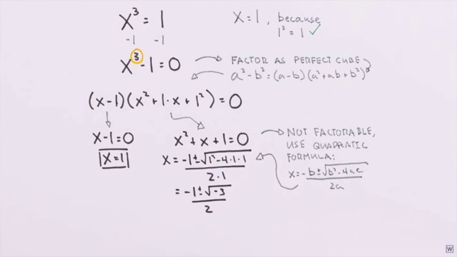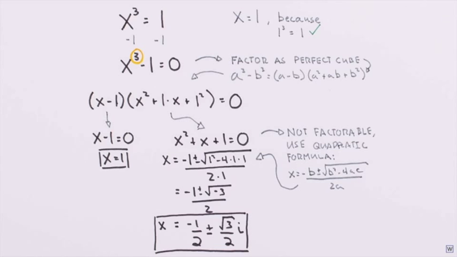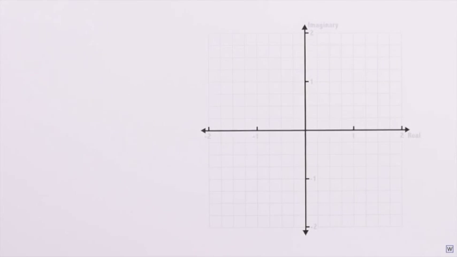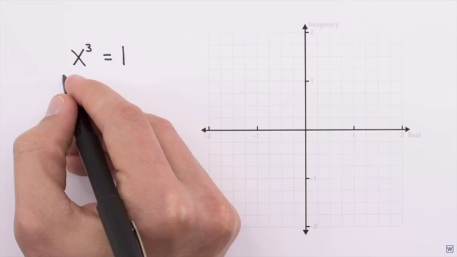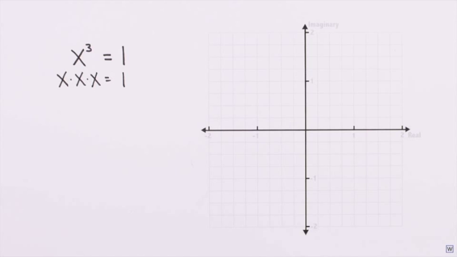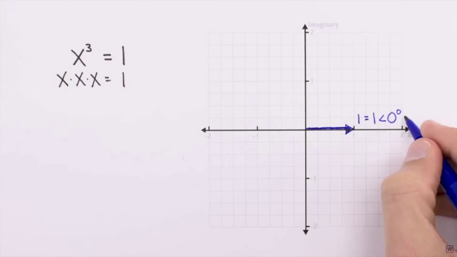There is an algebraic way to find all 3 answers, but it involves factorizing the difference of cubes and using the quadratic formula, and it may take some work. Instead, let's try to solve this problem using the complex plane. Our question is, what number multiplied by itself 3 times is equal to 1? Let's think about this problem using the polar form of complex numbers. We can think of 1 on the complex plane as the number with a magnitude of 1 and an angle of 0 or 360.